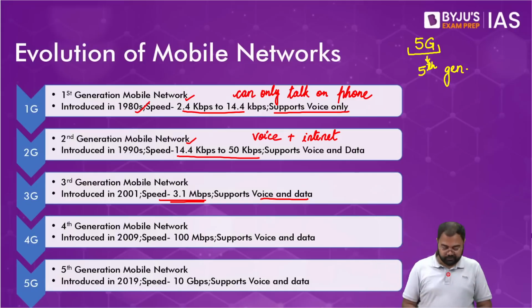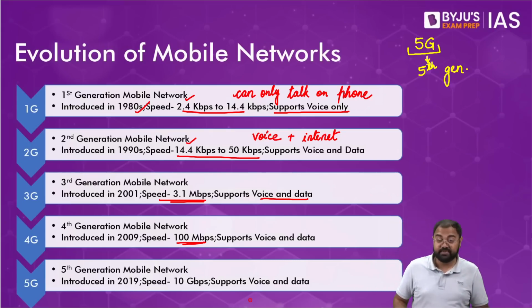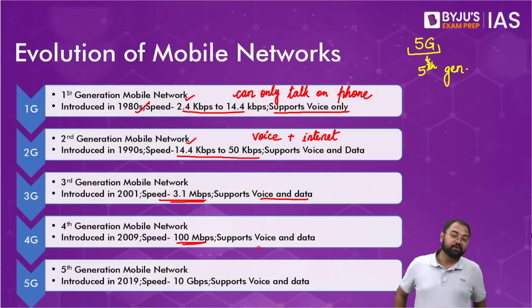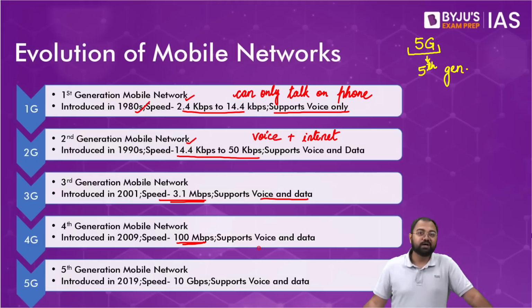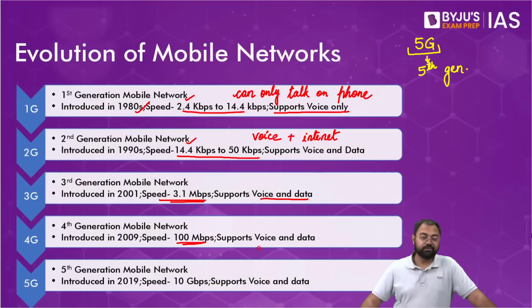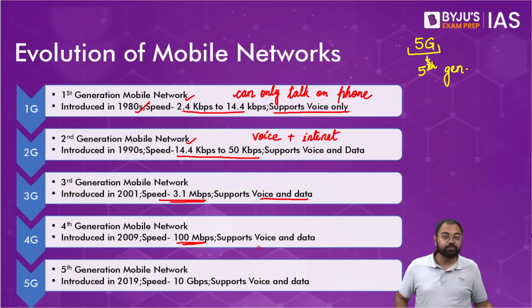Then came the 4G network, where the speeds started going even further, up to 100 mbps. This is all up to. This is not the ideal speed, unfortunately, because even if it says that the speeds can go up to 100 mbps, I would hardly have seen anywhere in India where the speeds are as high as that. But still, fourth generation was a big jump, because now you could live stream. Lectures like these could be live streamed on your 4G network, which was not possible until 3G. Here also it supports both voice and data.